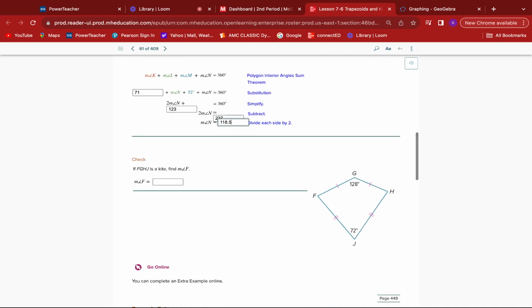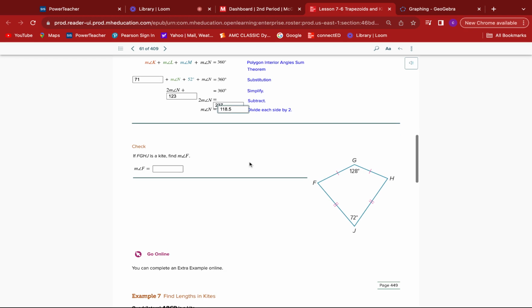All right, the check. I'm at the bottom of page 449 in your workbook, and they want me to find the measure of angle F, which happens to be the measure of angle H.